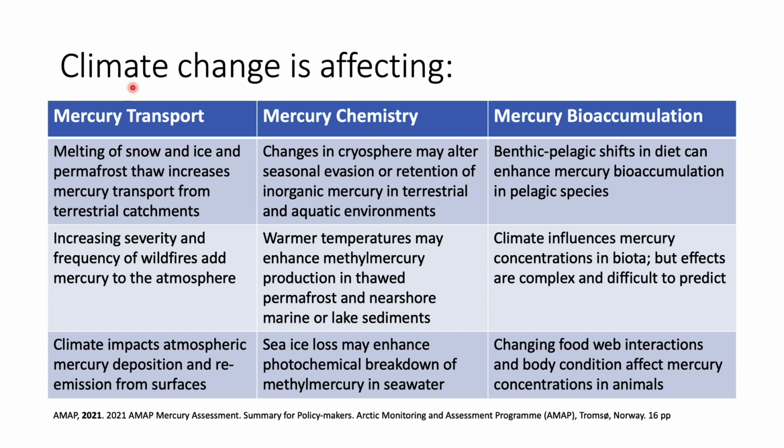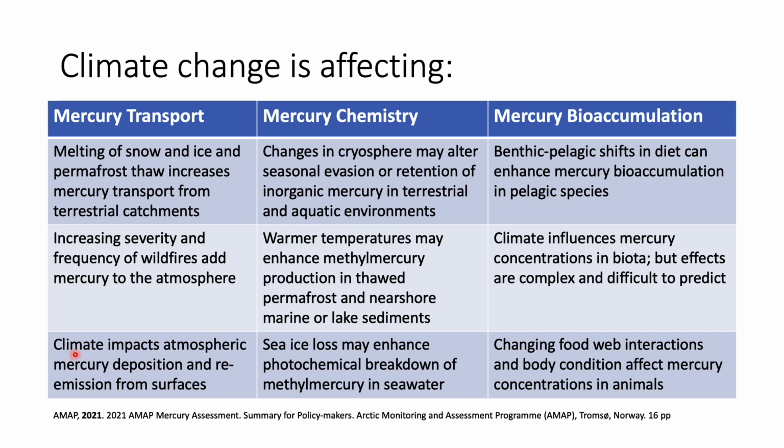And how is climate change affecting this? It affects mercury transport, mercury chemistry and mercury bioaccumulation. When we talk about mercury transport, the melting of snow and ice and permafrost thaw increase mercury transport from terrestrial catchment areas. This also increases the severity and frequency of wildfires, which adds mercury to the atmosphere. So these are all the ways by which mercury can be transported. Climate change also leads to atmospheric mercury deposition and re-emission from surfaces.